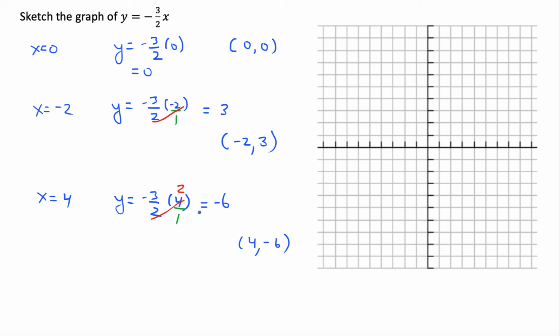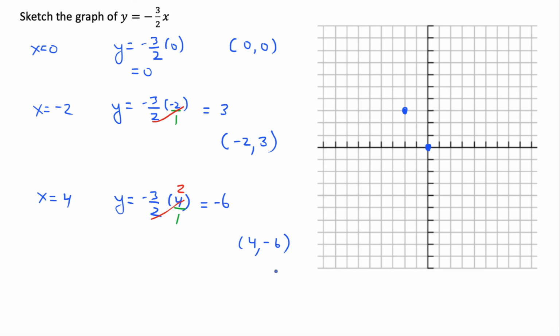Okay, and let's plot these guys, right? 0, 0. Well, that's just the origin, right? That's pretty easy. So this line is going to pass through the origin. And what about the second point, -2, 3? Well, this tells us that if we start at the origin, we're going to go to the left 2 units, and we're going to go up 3 units. So that is going to be our second point.